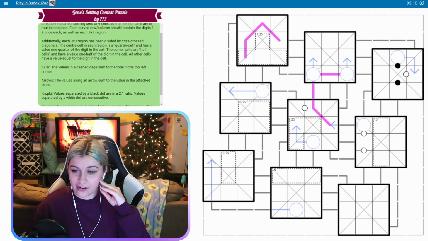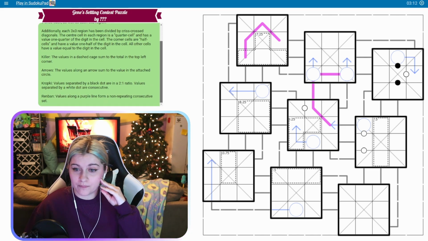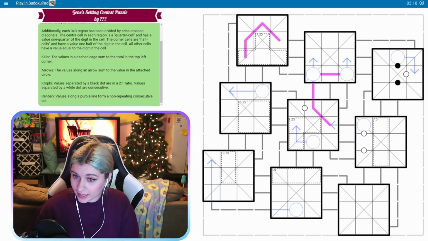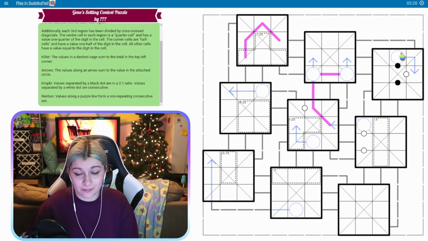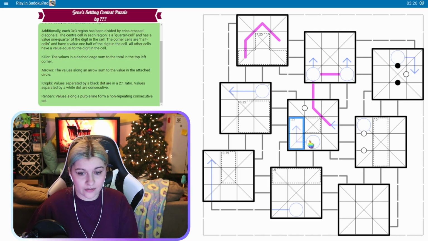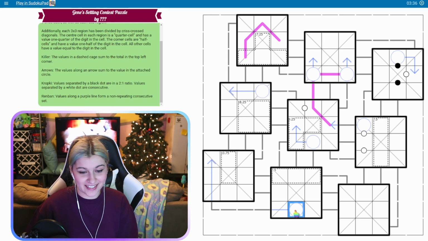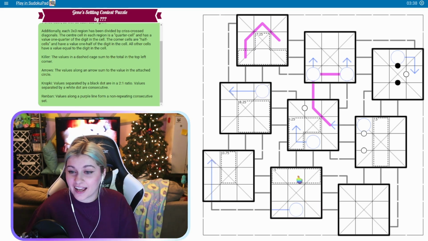We also have arrows. The values, my scroll wheel doesn't work, apologies. The values along an arrow sum to the value in the attached circle. Okay, so values, meaning I'm not using the digits. I need to pay attention to the values here. These 2 cells will sum to be this. The value of these 2 cells will be this. Ooh, that's interesting. I also have this here. And this one here. Okay, very nice.